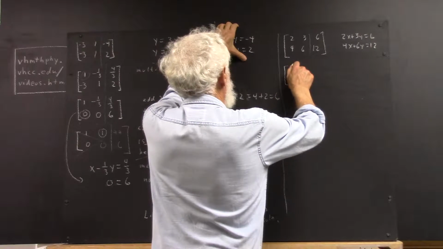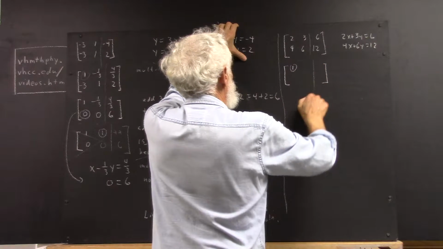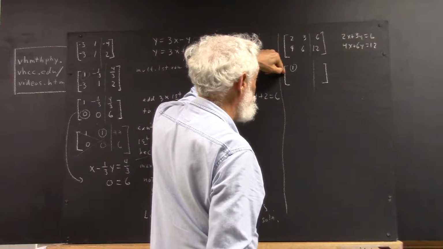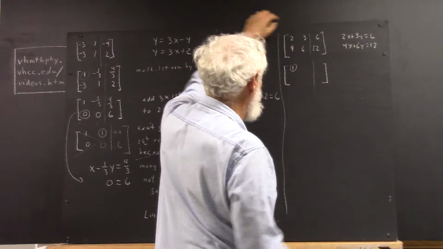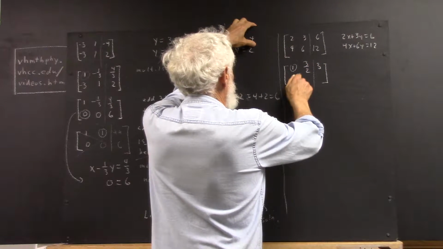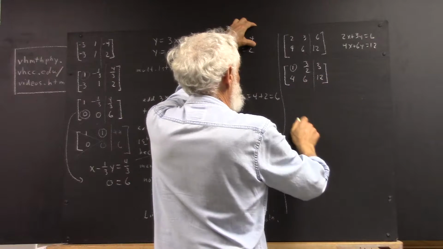I've written these equations here in augmented matrix form. I want to get a 1 here. How do I do that? I take half of the first row. Half of 2 is 1. So I've also got to do half of 3 and half of 6. So I get 3 halves and 3. And I leave this row alone.